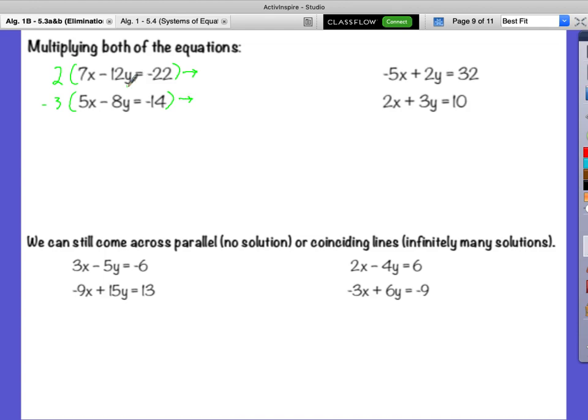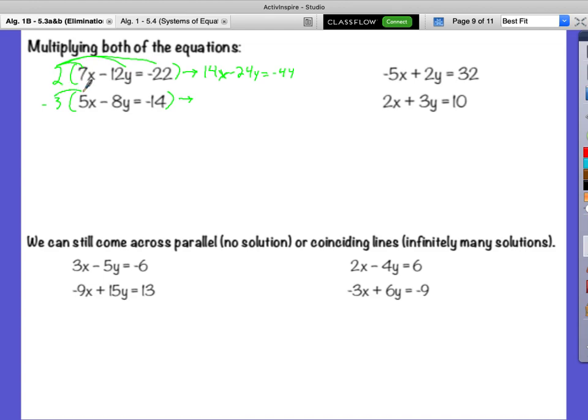Can anybody help me out on what I have on the top on this one? Can you help me out on what I have on the top of that one? Go ahead. Exactly right. 14x minus 24y equals negative 44. Multiply everything in here by that 2 and kept the minus signs, kept the equal signs, and everything else the same. Can somebody else help me with the bottom equation?